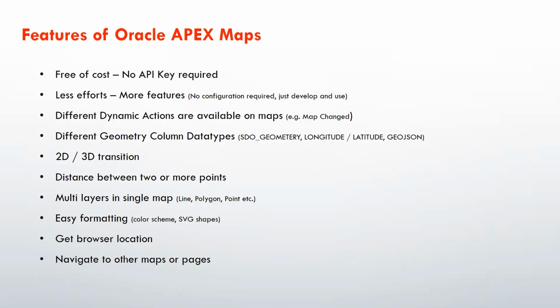in one map. And the formatting, the color schemes, or to show the points or locations on the map in the form of different shapes, it's very easy. We can even use SVG shapes. We call it scalable vector graphic shape. They are also available built in the Oracle APEX latest release. If you want to get the browser location, for example, we want to get the location of the client browser, we will enable the option from our attributes, and it will be available.